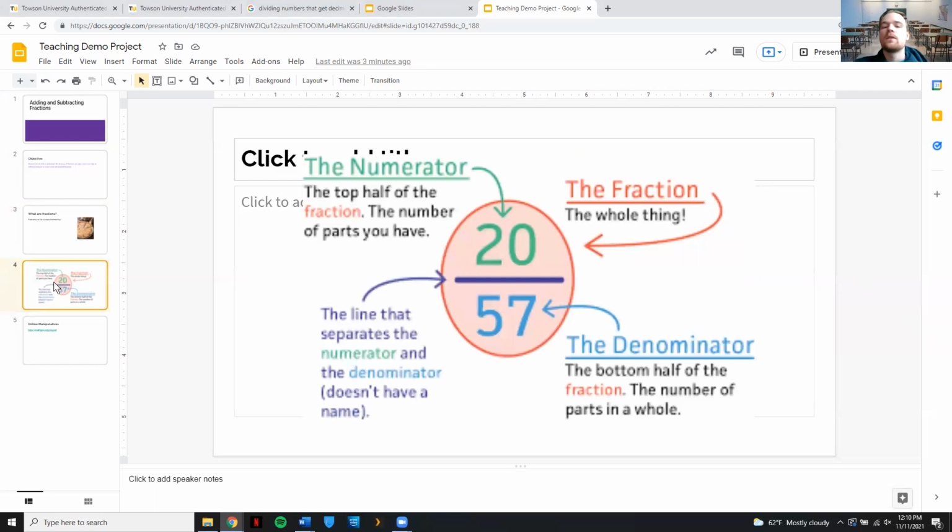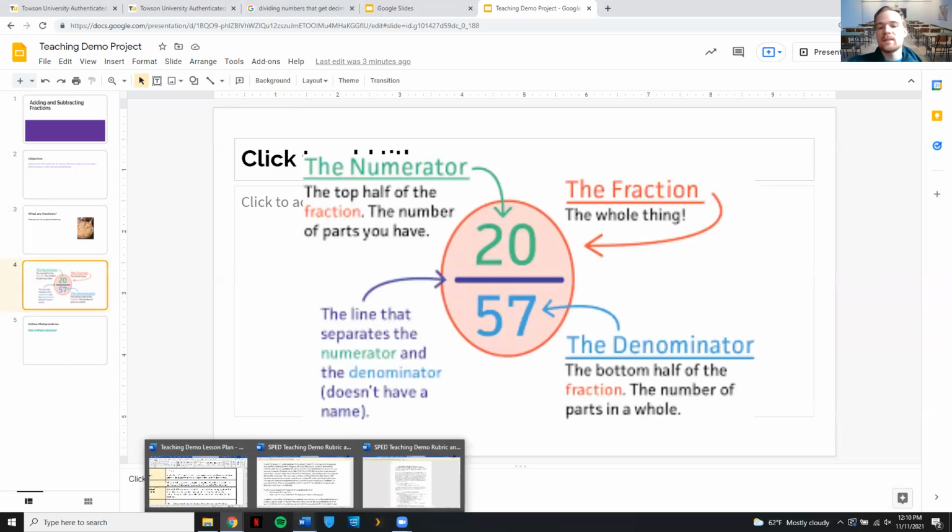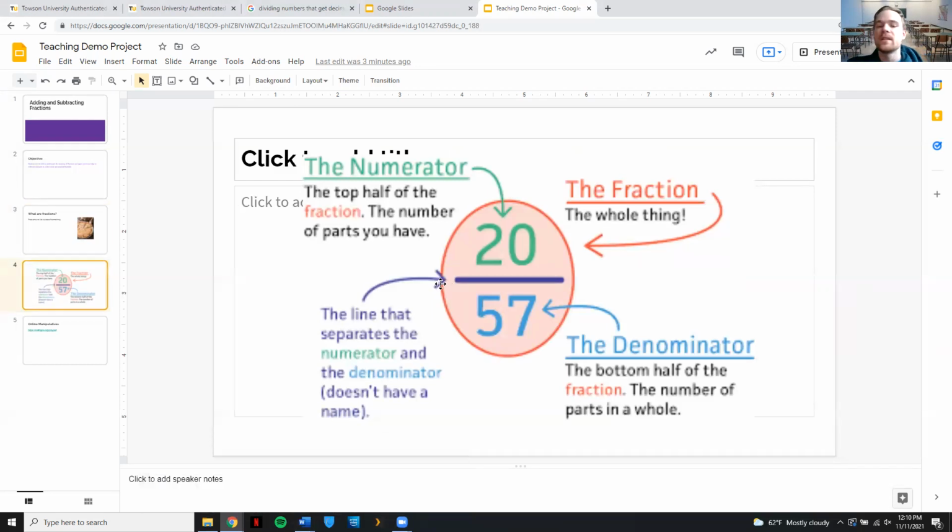All right, so fractions have 2 pieces to them. They have a numerator and a denominator. I'm going to start talking about the denominator first, which is this number on the bottom here. The denominator is how many total pieces that you're dealing with. So for example, in our pizza scenario, we cut our pizza into 8 pieces. So we would have 8 as our denominator, because that's the total amount of pieces that makes the whole pizza.